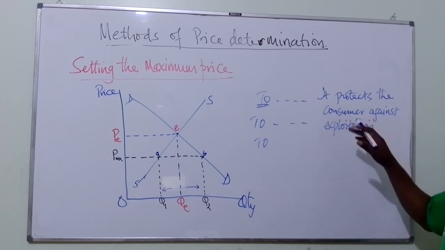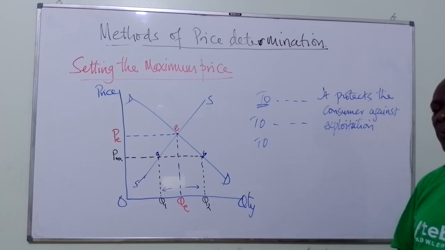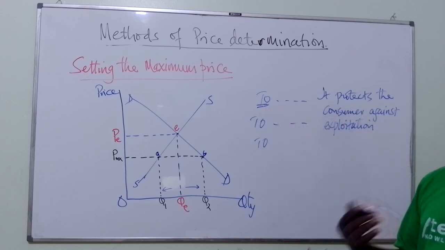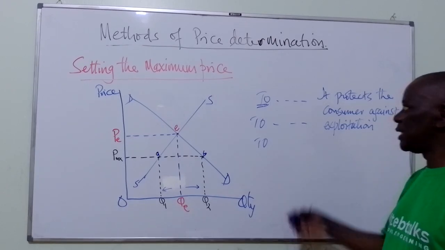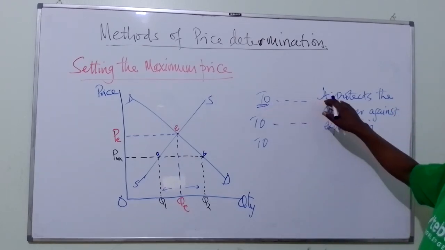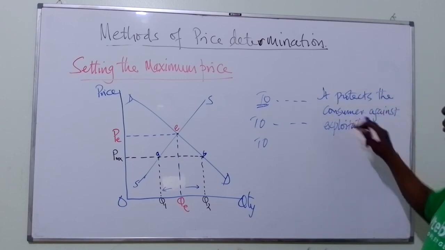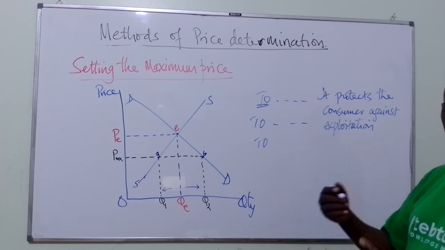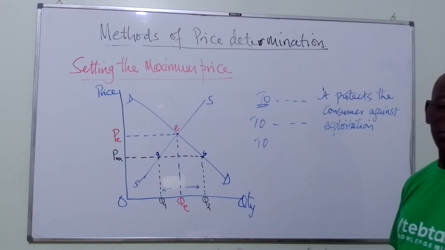Now, if it comes to what are the advantages of maximum price, you change it from "to", the point remains the same. Now the approach, the presentation is going to change. The one which has been "to" becomes present simple presentation. It protects the consumer against exploitation. It leads to even distribution of commodities among the consumers.